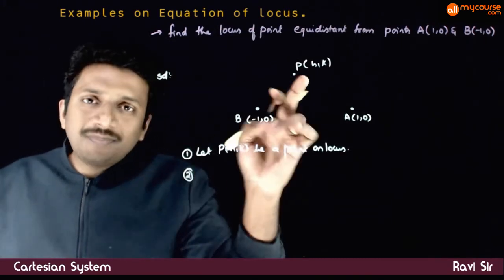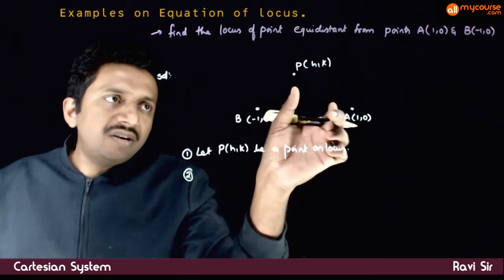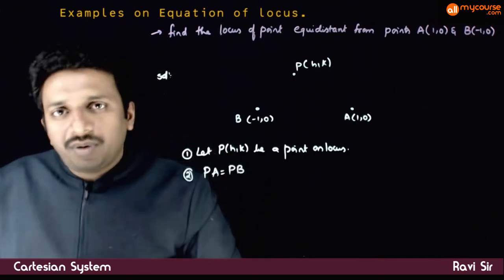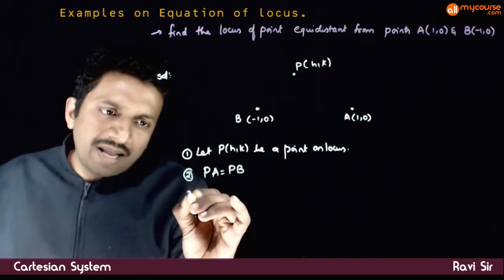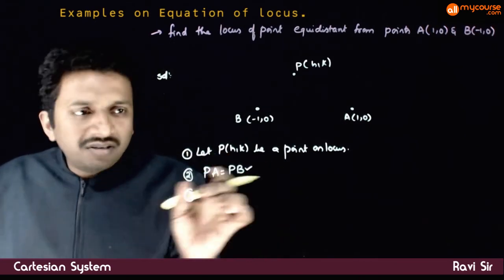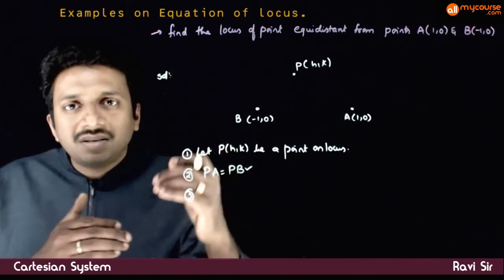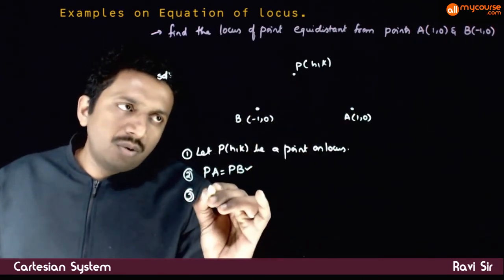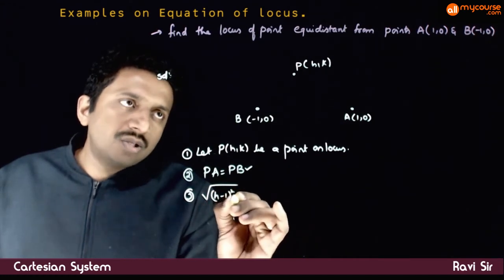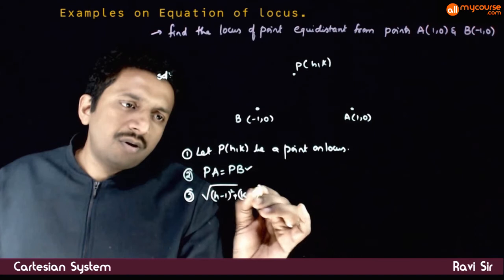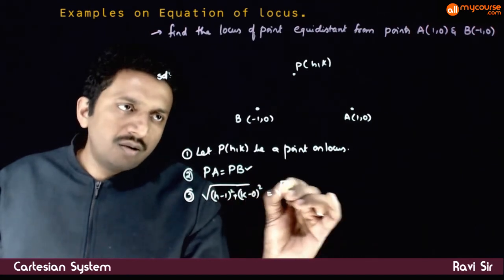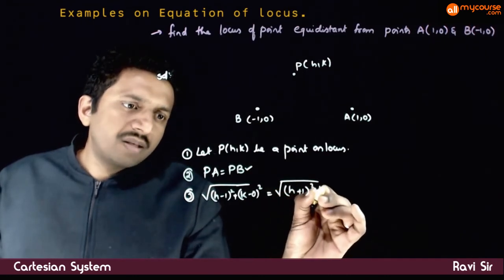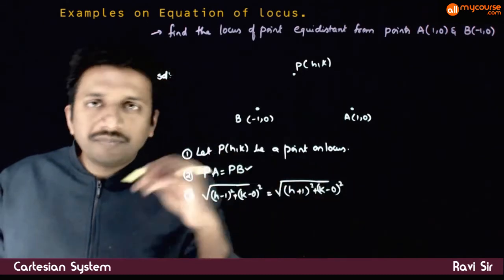Next, what is the condition that P has to satisfy? P has to be equidistant from A and B. So PA has to be equal to PB. So once you write the condition in semi-mathematical language, you convert this into an algebraic equation. So PA is nothing but root of (h minus 1) whole square plus (k minus 0) whole square is equal to root of (h minus of minus 1, which is plus 1) whole square plus (k minus 0) whole square.